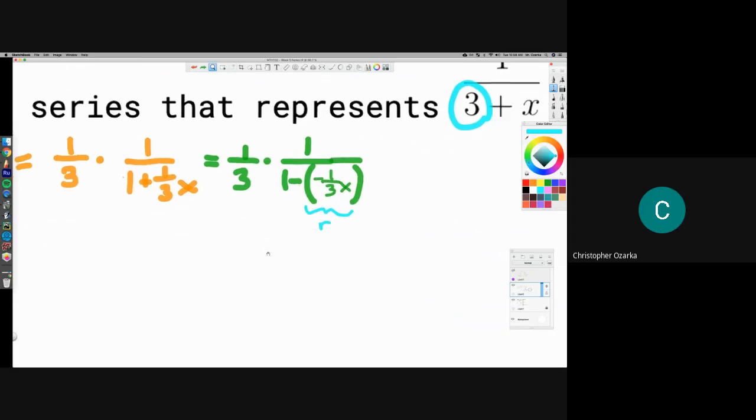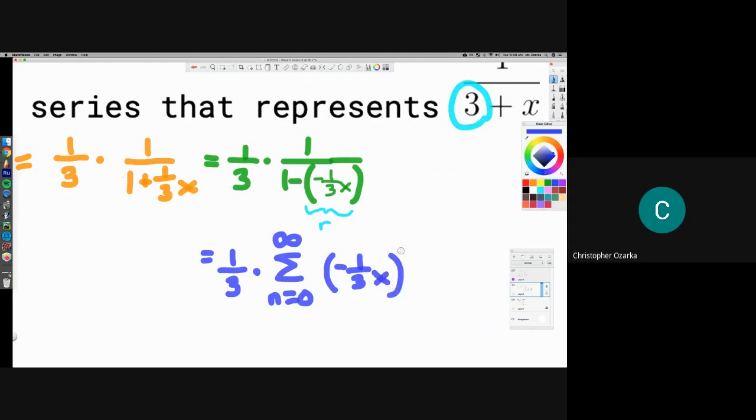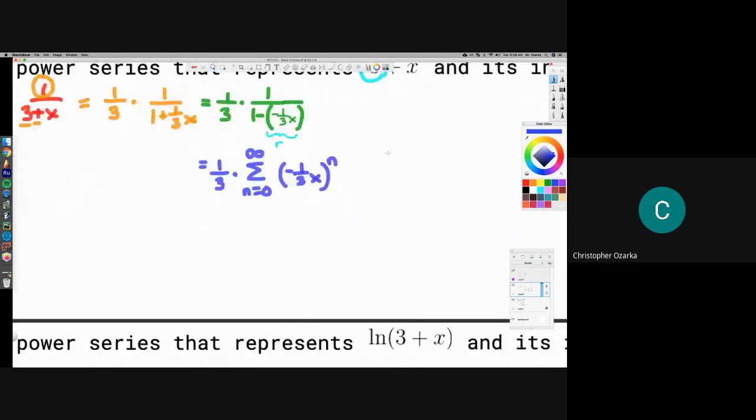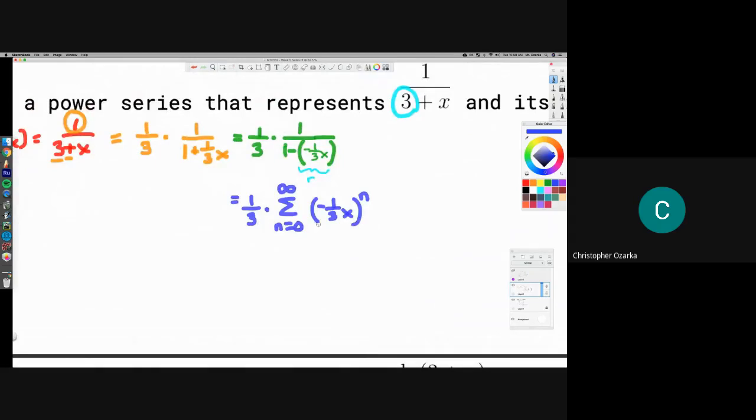Okay. The last step is to just rewrite it now. So now you end up with 1/3 drops down times the summation. Remember, this is the summation of the geometric series from 0 to infinity. This is our r, so we're just going to do negative 1/3 x, and then it's just to the n. I mean, that's it. I still have to do the interval of convergence part, but that's the power series for it.